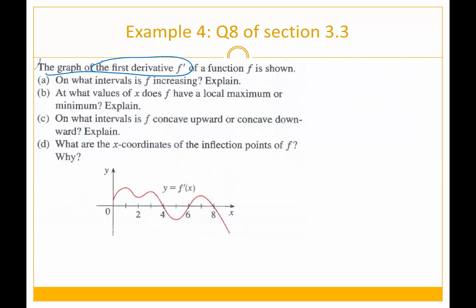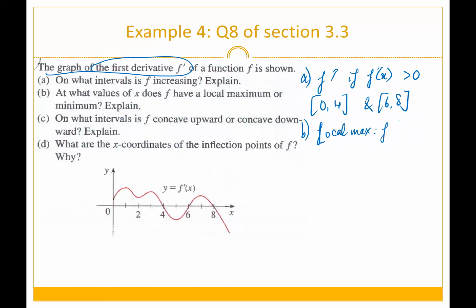It's asking first, on what interval is f increasing? f is increasing if f prime of x is positive. If you look at this graph over here, it's going to be from 0 to 4 and 6 to 8, because those are the only sections where f prime of x is above the x-axis, which makes it positive. Then we have b. At what values of x does f have a local maximum or minimum? Now you're going to have f prime of x. You're going to have a local maximum.